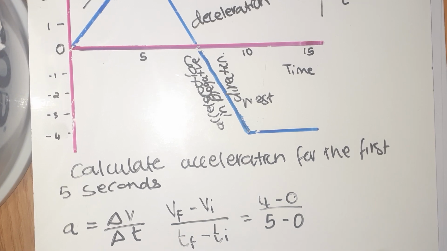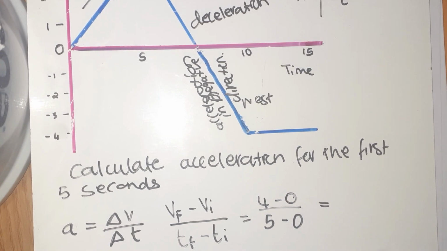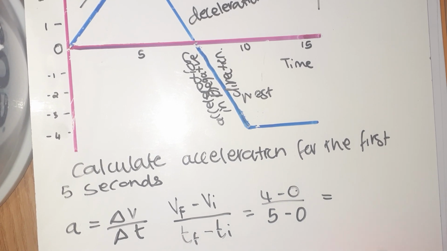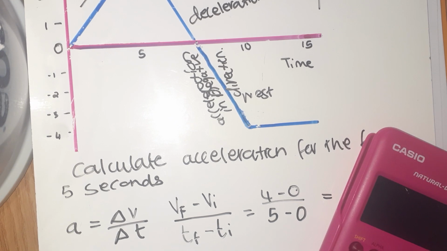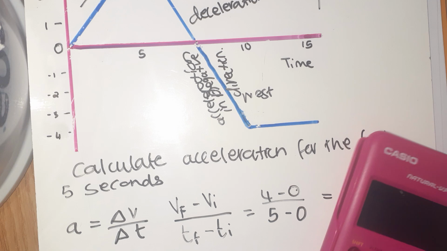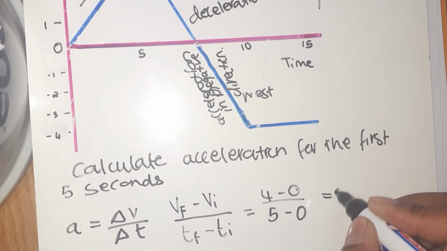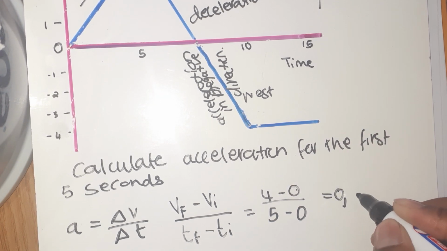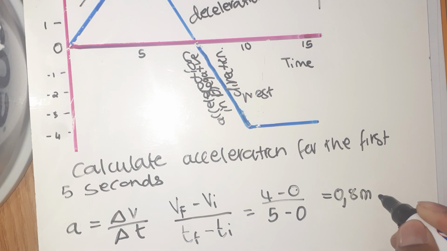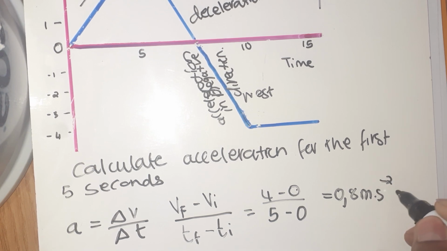And then you punch that into the calculator. That's 4 minus 0, it's still 4. 5 minus 0 is still 5. So 4 divided by 5 will give us 0.8 meters per second.